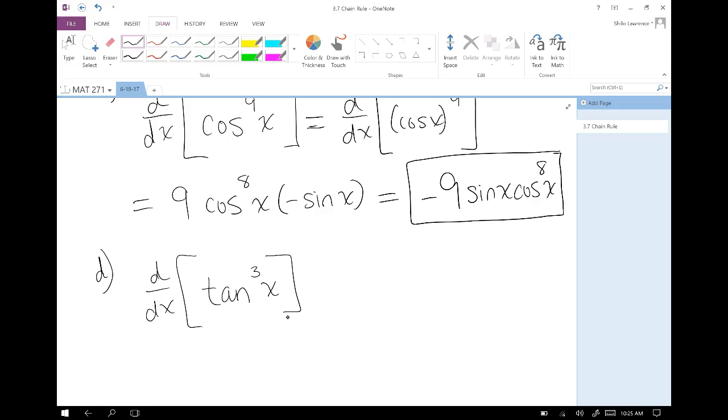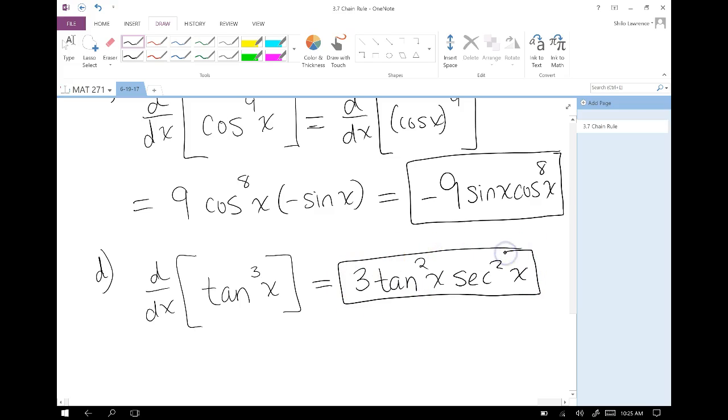What do we get for the derivative of the outside function? 3 tan squared x, yep. The 3 comes out because the outside is the cubed part. So old power comes out, you rewrite your base, new power is 1 smaller. And then we also have to multiply by the derivative of the base. So we're going to multiply by the derivative of tan, which is what? Secant squared. So we get 3 times tan squared times secant squared. And there isn't anything we can do with that. That's it.